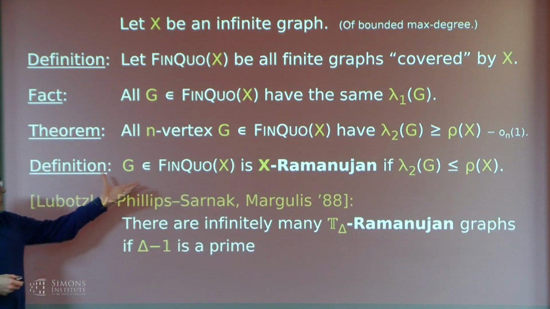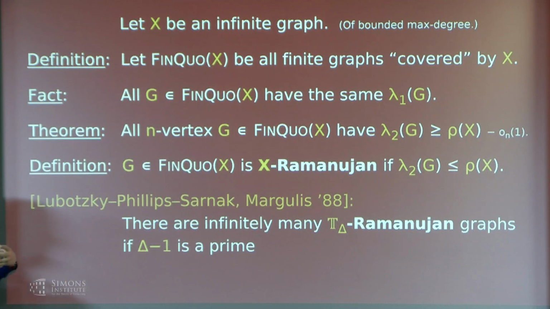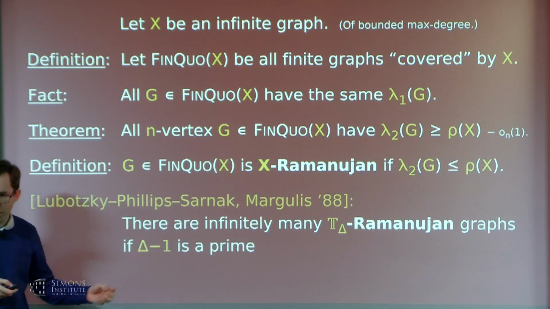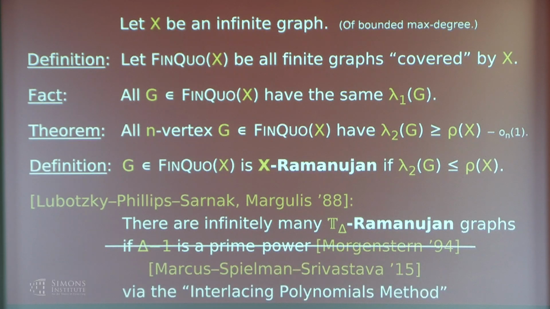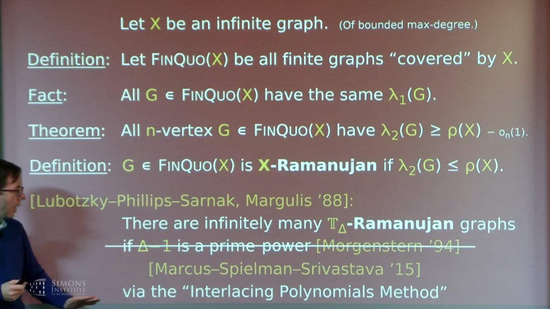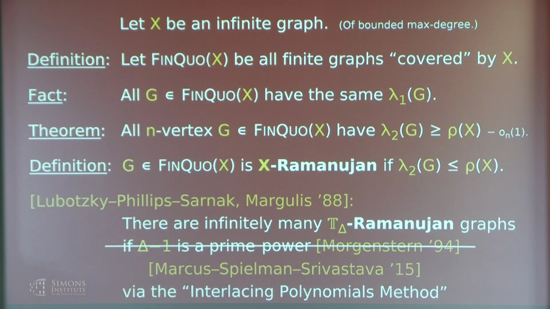Okay, so as for the existence question, in the case where you have the infinite delta regular tree, it's a result of Lubotzky, Phillips, Sarnak, and Margulis that these guys exist whenever delta minus 1 is a prime. We constructed infinitely many of them. And then this was upgraded to prime power by Morgenstern. And then this was upgraded to any value of delta by Marcus, Spielman and Srivastava. And they did it via the interlacing polynomials method that we heard about in Nima's talk. So great. This existence question is solved when X is the infinite delta regular tree.